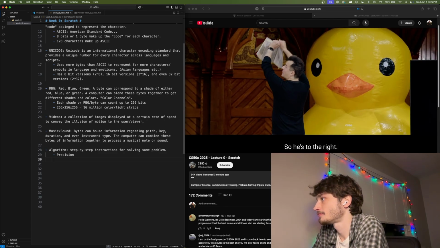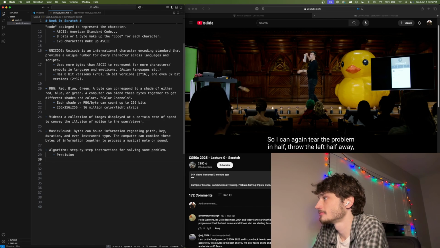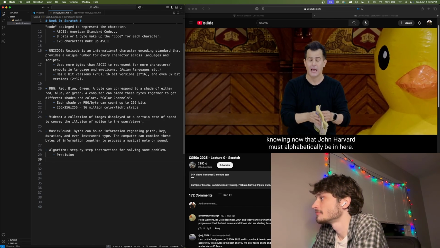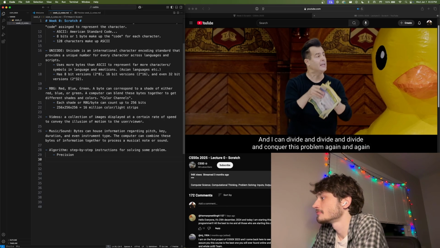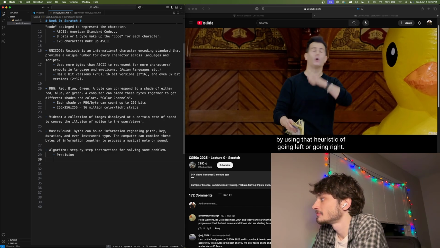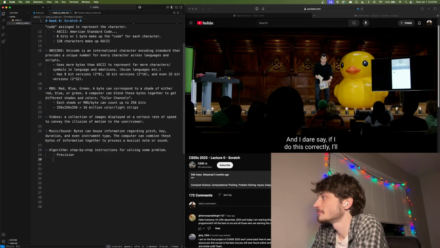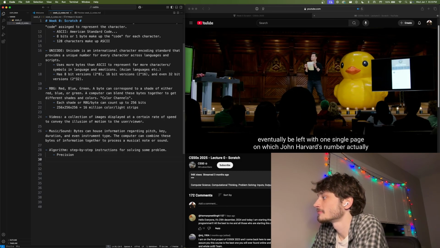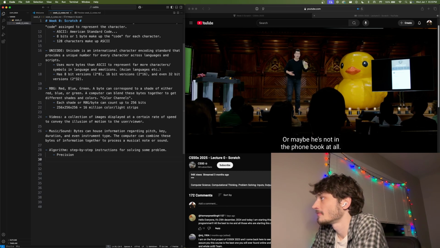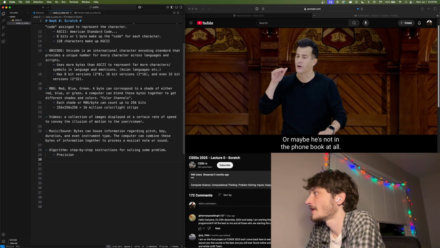So he's to the right, so I can again tear the problem in half, throw the left half away, knowing now that John Harvard must alphabetically be in here. And I can divide and divide and divide and conquer this problem again and again by using that heuristic of going left or going right. And I dare say if I do this correctly, I'll eventually be left with one single page on which John Harvard's number actually is, or maybe he's not in the phone book at all.